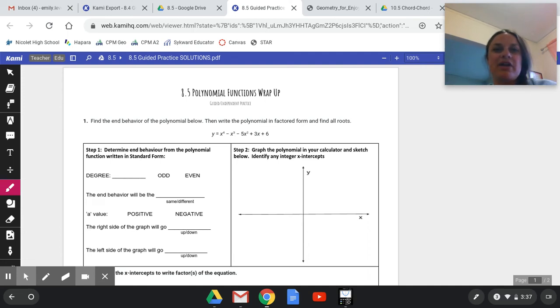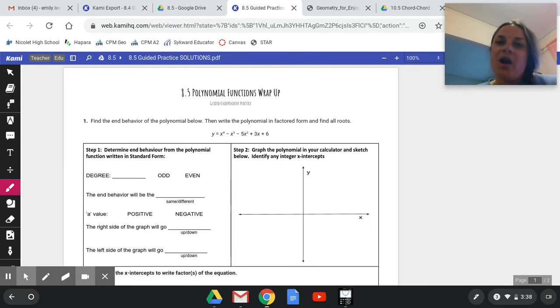Today we are going to wrap up with a nice little bow everything that we've been talking about so far with polynomials. So it's mainly old material. There's one little new thing that we'll talk about, but you guys know most of this content already.